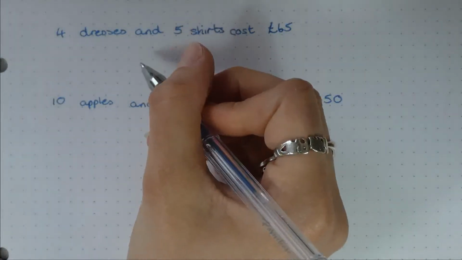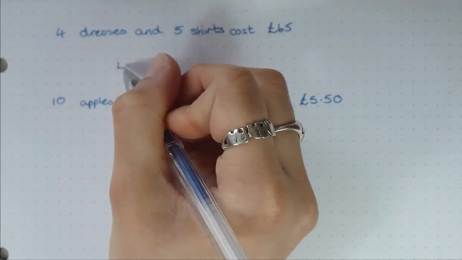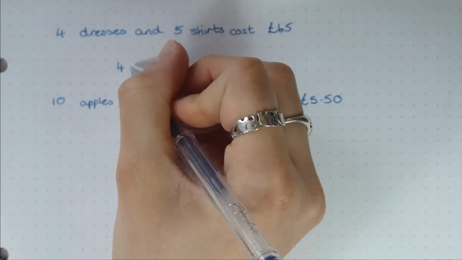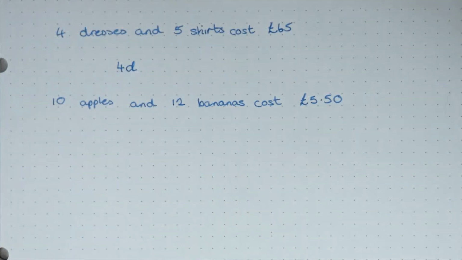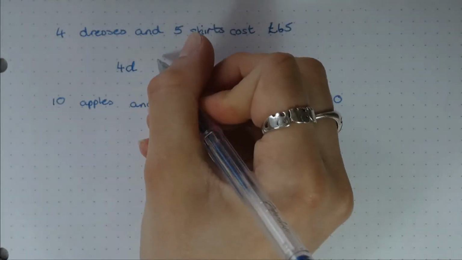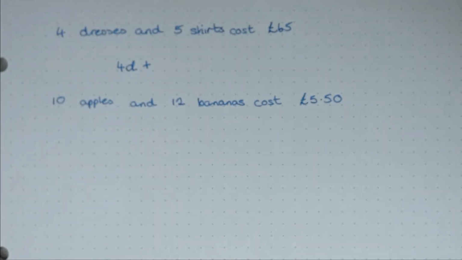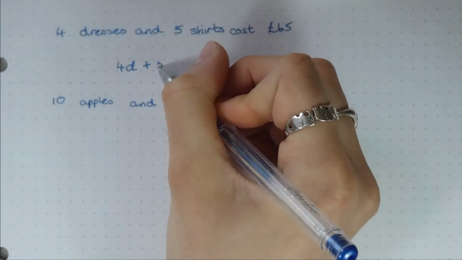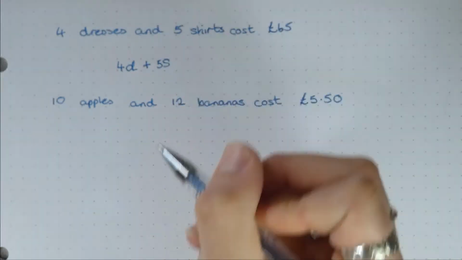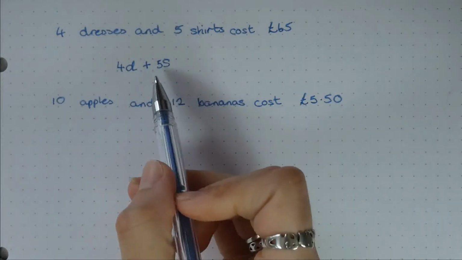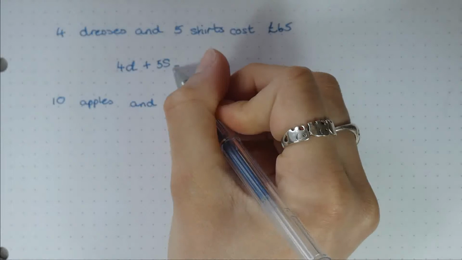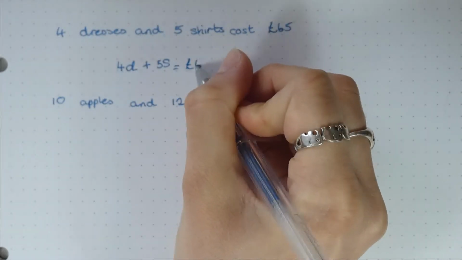Instead, in algebra, you've done this before, you've made equations before. We write 4, and then we pick a letter, a variable, 4 dresses, and it's logical to use D. There's no reason not to. And so that means we're going to be adding 5 shirts. So we're going to have 5 S, and then it costs £65. And what that tells me is if I add 4 lots of dresses together and 5 lots of shirts, that will equal £65.